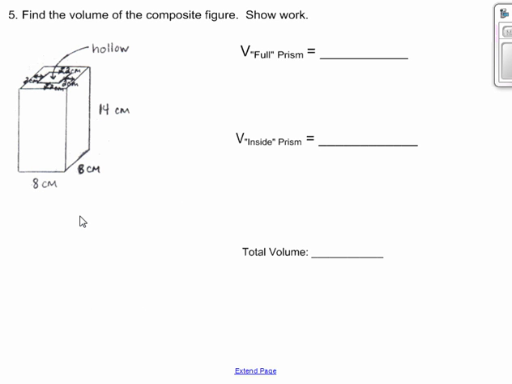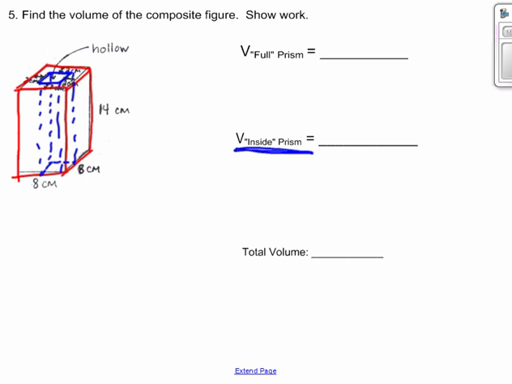So this is the plan. I'm going to find the volume of this whole rectangular prism, like if it was totally filled in. And then I'm going to subtract out this prism in the middle, because that's hollow. Maybe it's easier to see with the dash, but this is the hollow part of that prism. I don't know if that helps. That I'm going to subtract out. So this is like the inside prism. That's what I mean by that.